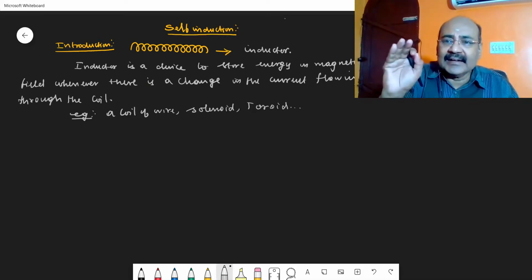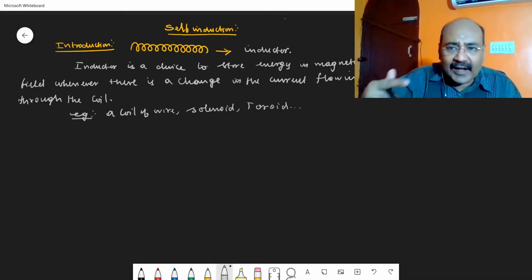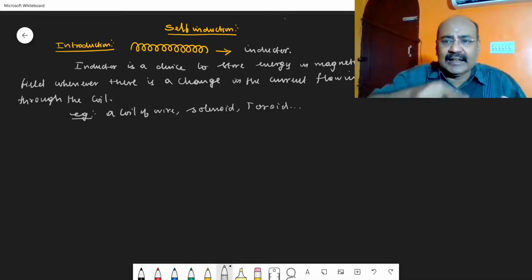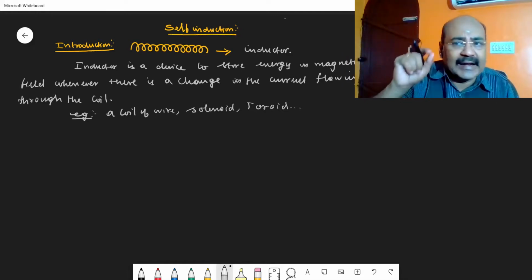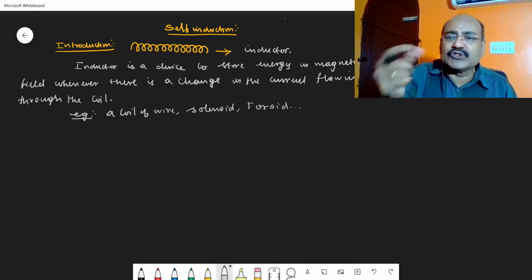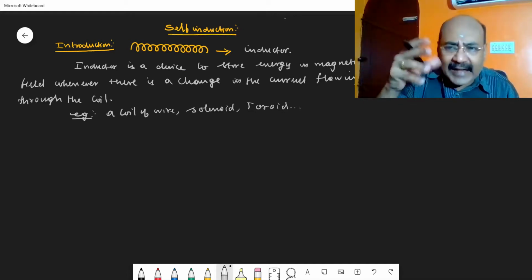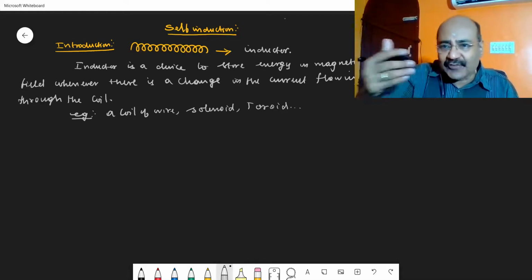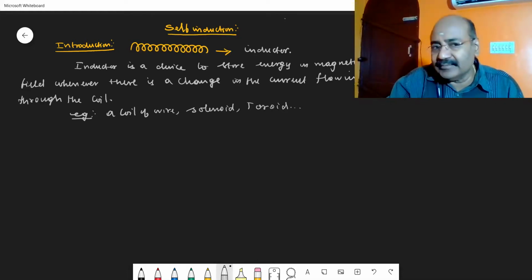So what is an inductor? An inductor is a coil of wire, maybe in the form of a linear one called a solenoid, or in the form of a circular one called a toroid. It is a device which is used to store magnetic energy, or store energy in a magnetic field, due to the change of current flowing through that coil.